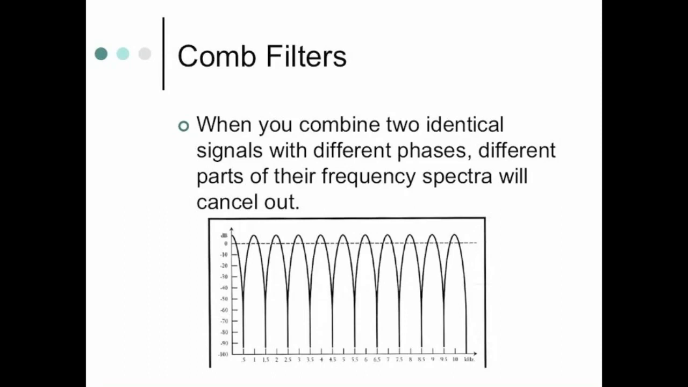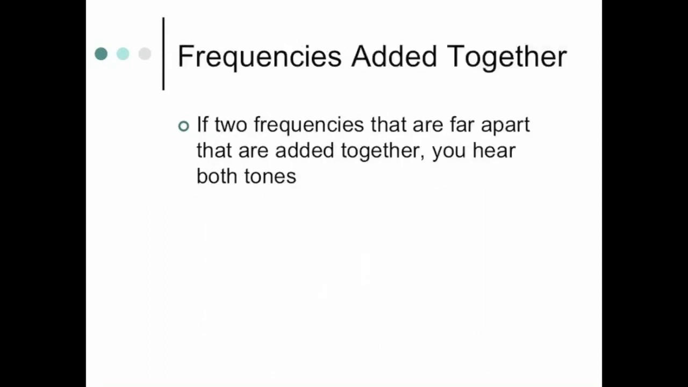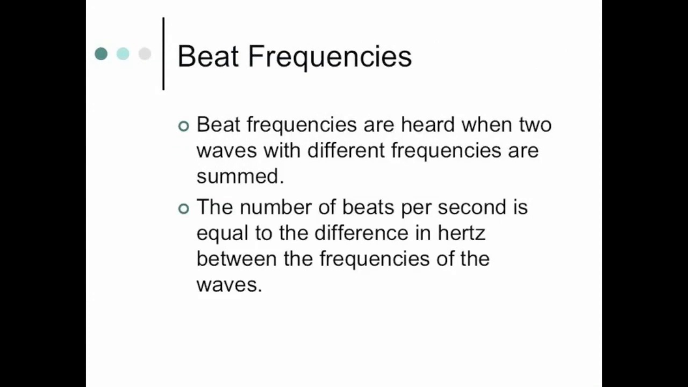Some other things about frequencies. Let's say we've got 2 different frequencies, and they're far enough apart that they can be added together. You've got 2 different frequencies being created. You can actually perceive 2 different specific tones. Let's say these 2 frequencies are not very far apart from each other. Maybe 1,000 hertz and 1,500 hertz instead of 1,000 hertz and 3,000 hertz. Let's say that they're getting closer and closer together. Different principles occur when these 2 frequencies are added together. So beat frequencies are created when 2 frequencies are summed together that are close to each other. The number of beats per second is equal to the difference in frequency, hertz or cycles, between the 2 frequencies.